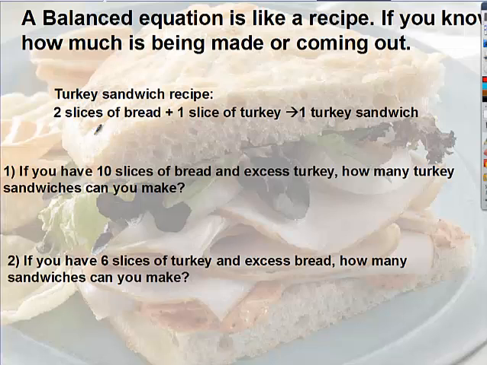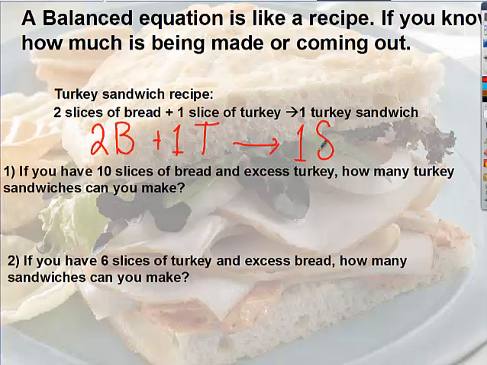My equation will be 2 breads, so I'm going to abbreviate bread with a B, plus 1 turkey, T, and that's going to give me 1 sandwich, okay, 1 turkey sandwich. So there goes my formula. So when I start solving them, that's the abbreviations I'm going to be using.